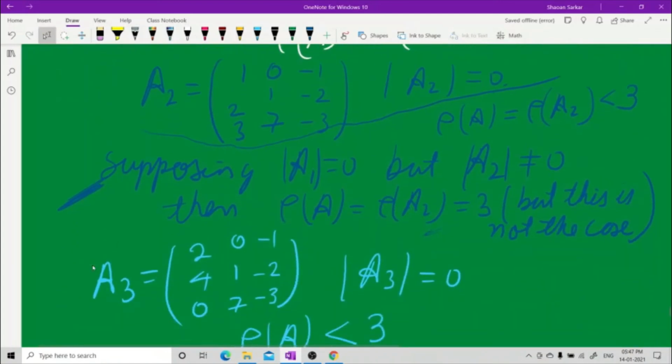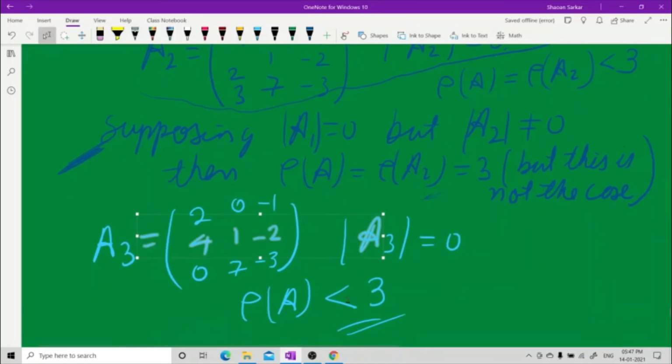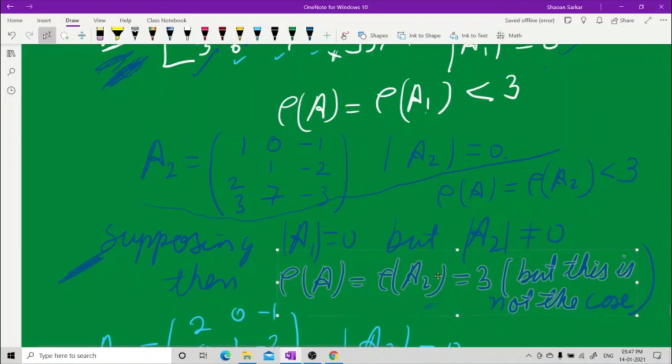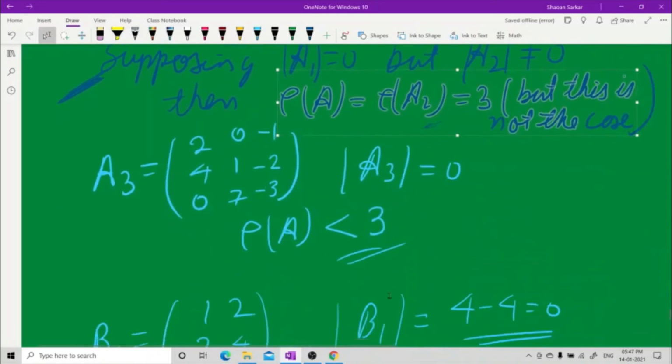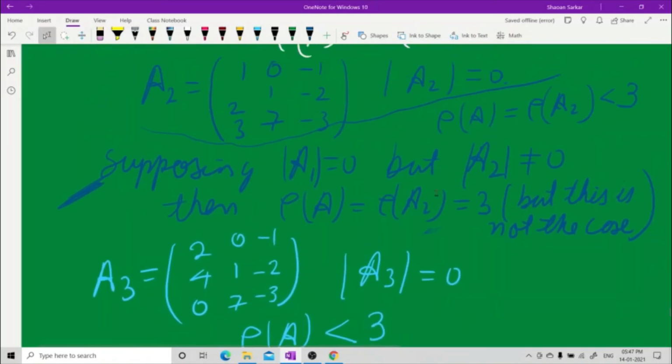Then again I took this matrix A3. Again this was 0, so the rank of A is less than 3. I had to take 3 determinants. So that's why I'm saying, supposing in this situation this A2 was not 0, then I could have concluded; I did not go further for this thing. I can simply say that the rank of A is 3.